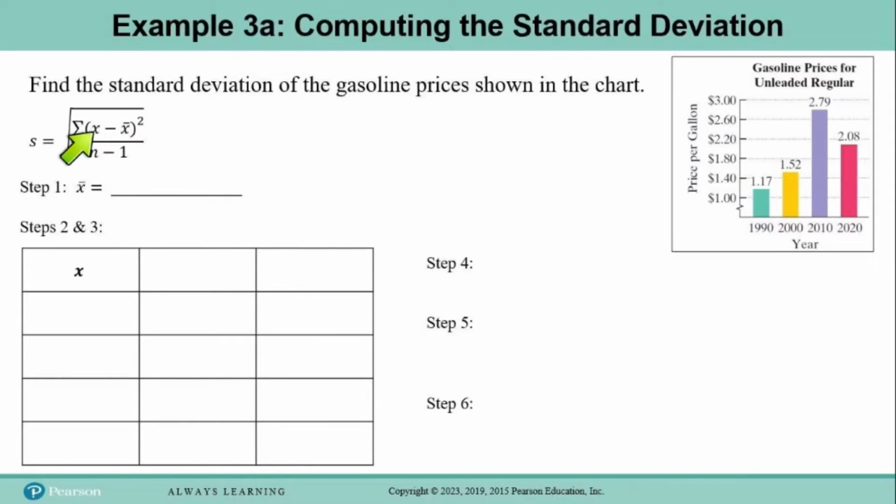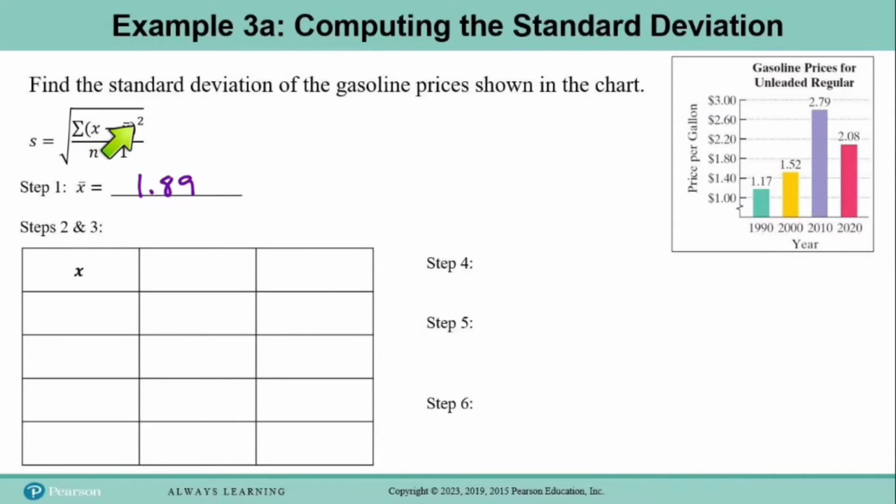So the first thing you're going to have to do is X minus X bar, but in order to do that, you need to know X bar. Well, that's just the mean. So let's start by calculating the mean for these 4 data values. So you know how to calculate a mean. We'll just add these 4 numbers together and divide by 4. So I'm going to trust you to do that on your calculator. 2.08 plus 2.79 plus 1.52 plus 1.17. Get a total there, and then divide by 4. And you should get a mean of 1.89.